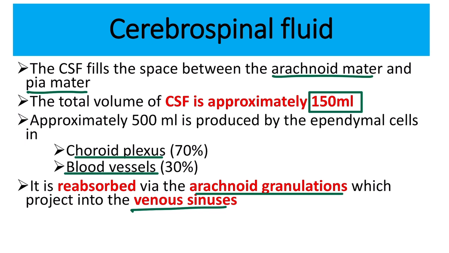So finally the cerebrospinal fluid is released into the venous sinuses by the arachnoid granulations, because every day about 500 ml of cerebrospinal fluid is produced, but usually only 150 ml is present in the brain. So the rest of the fluid should be removed from the brain to prevent hydrocephalus or excessive pressure by the cerebrospinal fluid. For this reason, it is reabsorbed in the different sinuses of the brain through the arachnoid granulations.